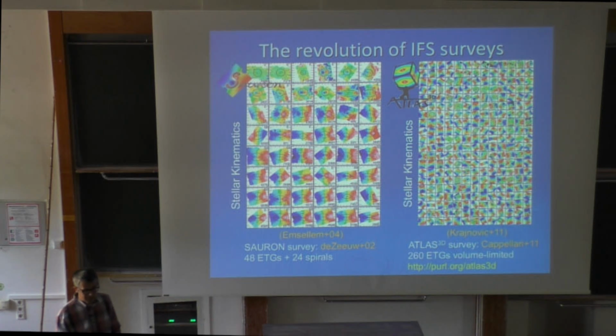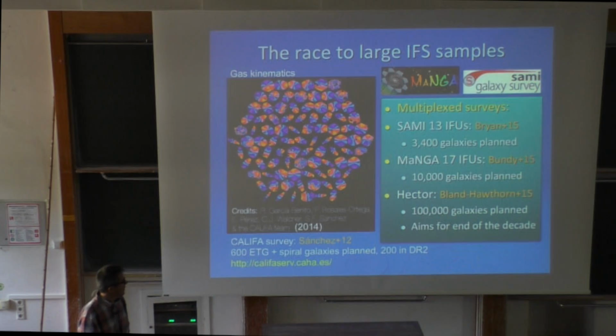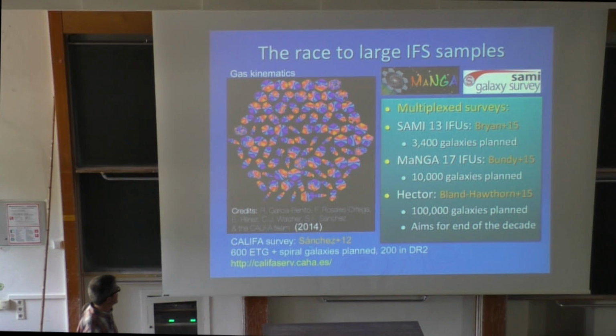But after this, things have sped up dramatically. Now the Califa survey, which is one of the last first-generation surveys observing one galaxy at a time with a telescope, has produced already 600 early-type galaxies. But the real present and future is constituted by what are called multiplexed surveys. The two examples are MaNGA and SAMI.